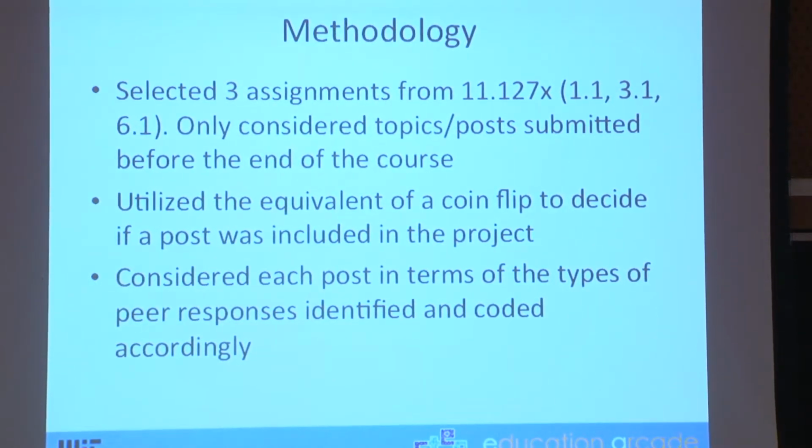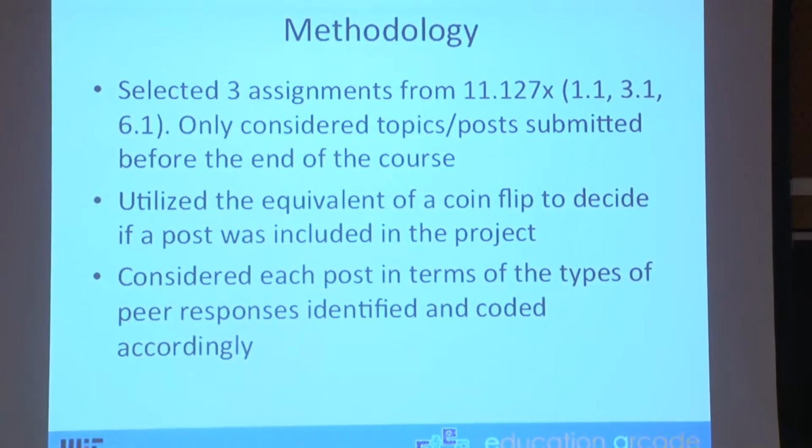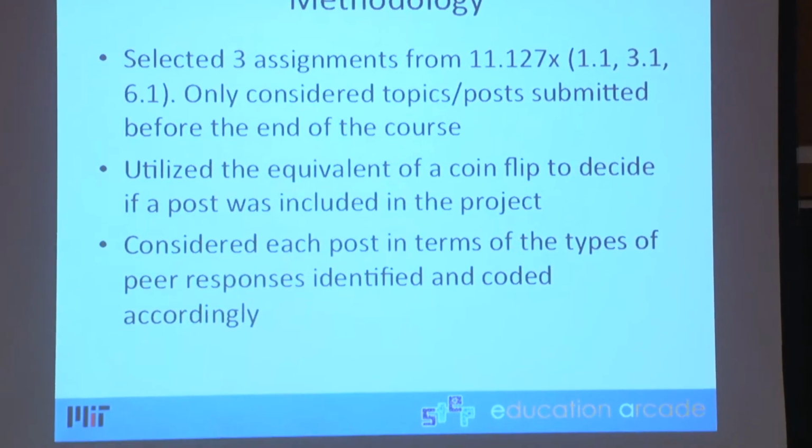We wanted to take a sampling, so we basically used the equivalent of a coin flip to decide if a post was included in the project. And then we considered each post that was included as part of the sampling in terms of the types of peer responses that I've just explained to you, and then we coded accordingly.